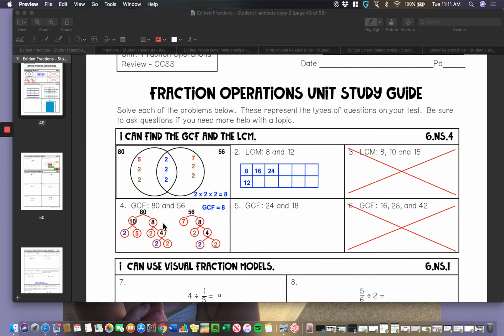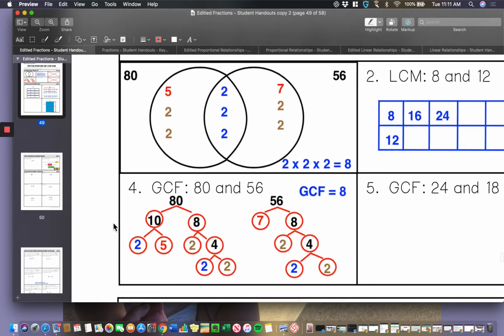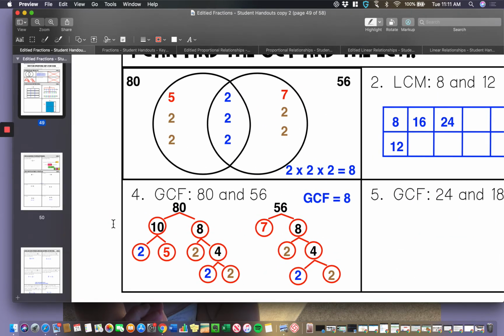Alright, for number 3, I eliminated it. Number 4, you have to find the greatest common factor between 80 and 50. And what I have done here is created a factor tree and a Venn diagram to find the greatest common factor. This is not my favorite way to find the greatest common factor, but it is a strategy, so I just wanted to review that.